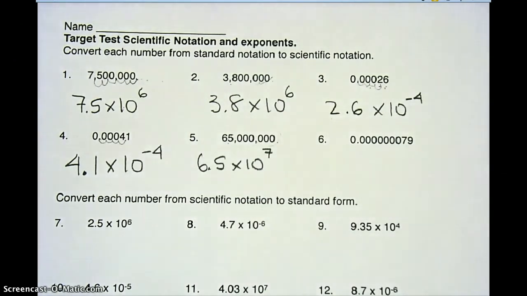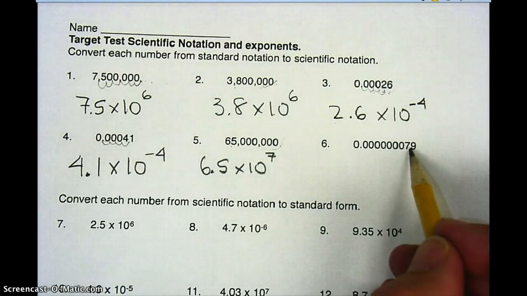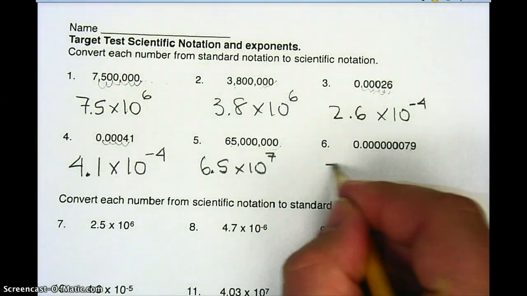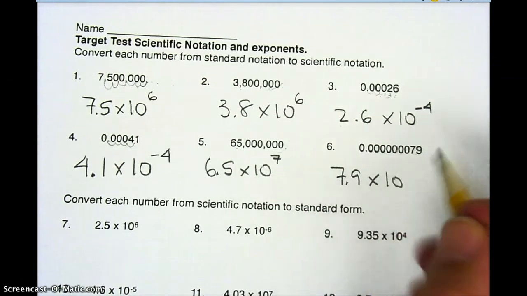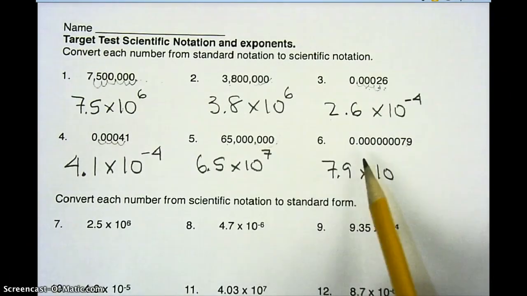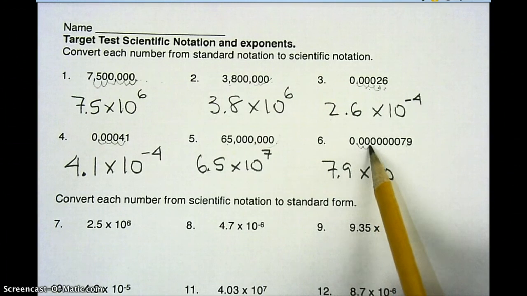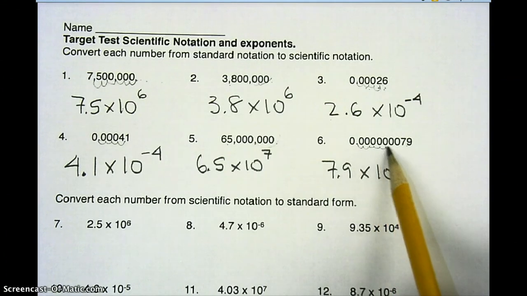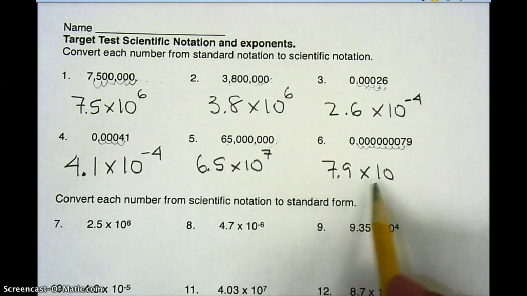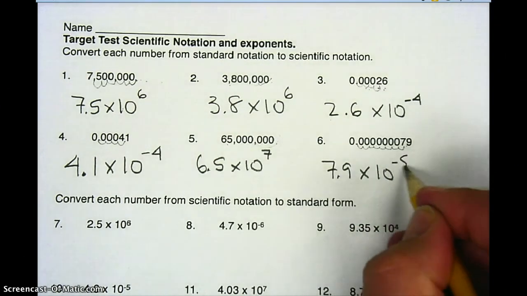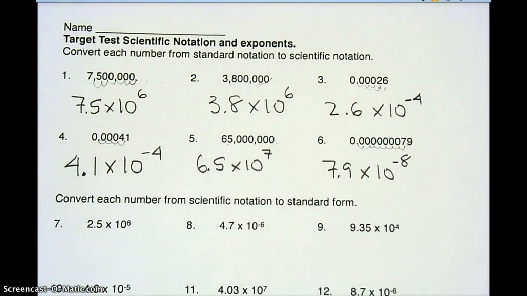The last one, I've got to move my decimal point all the way between the 7 and 9. So it's 7.9 times 10 to some power. And now I count the places the decimal has to move. 1, 2, 3, 4, 5, 6, 7, 8. So it's 7.9 times 10 to the negative 8th power. And those are your answers for numbers 2, 3, 5, and 6.